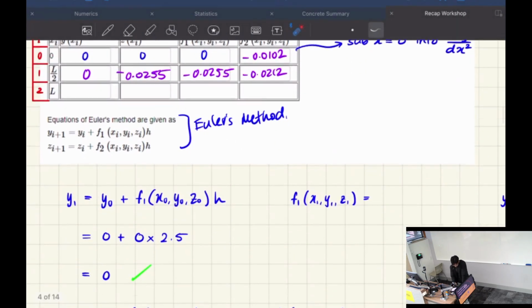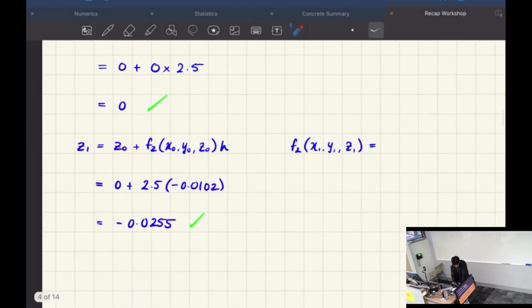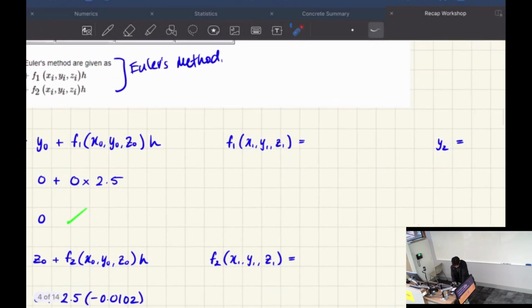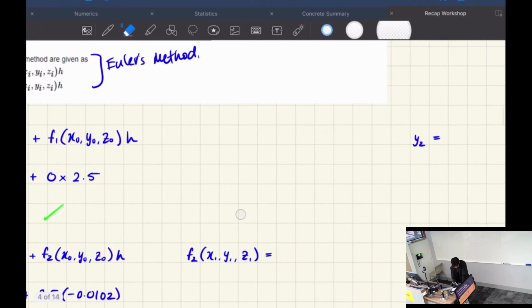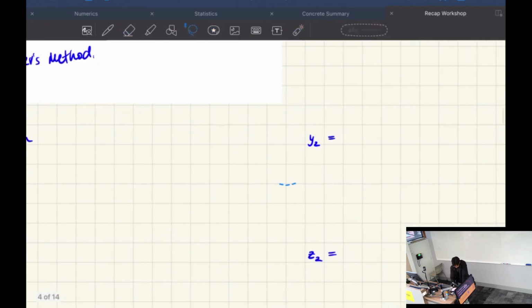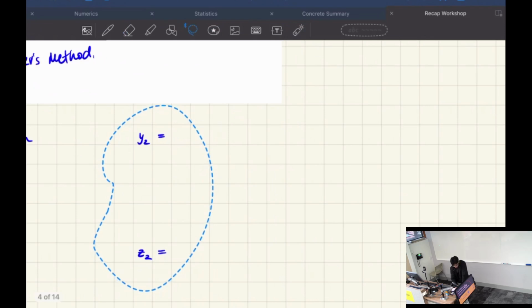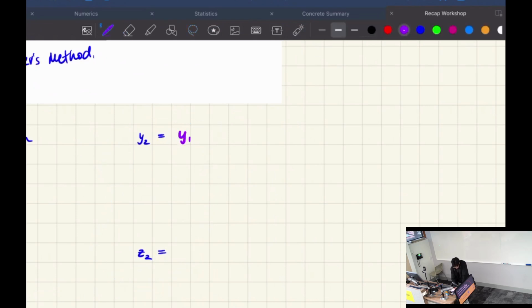Okay. So how do we find it again? I already found these by the way. Who said Euler? Good. You have to use Euler's formula, sorry. So you get y1 plus f of 1 at x1, y1, z1 multiplied by h.